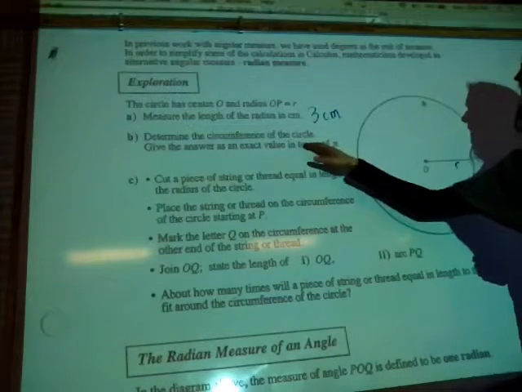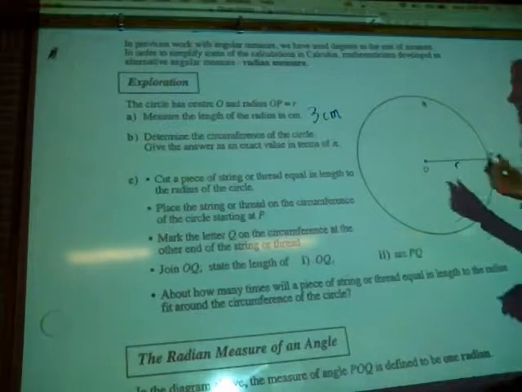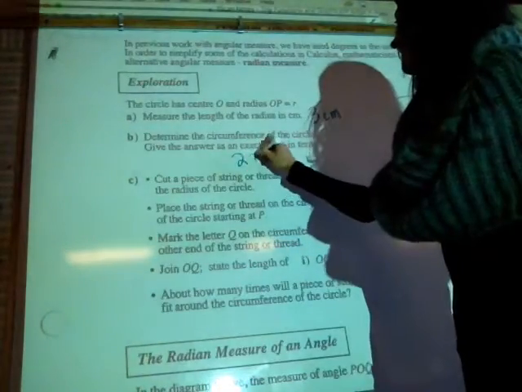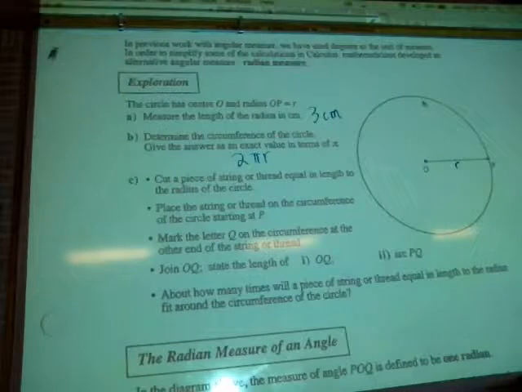Yeah. Okay, determine the circumference of the circle. Give the answer as an exact value in terms of pi. Do you guys remember the circumference formula? Is it pi r squared? No? 2 pi. 2 pi r. Good. Okay, so the circumference of a circle is 2 pi r.